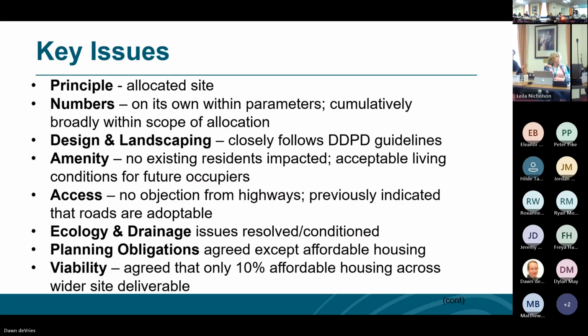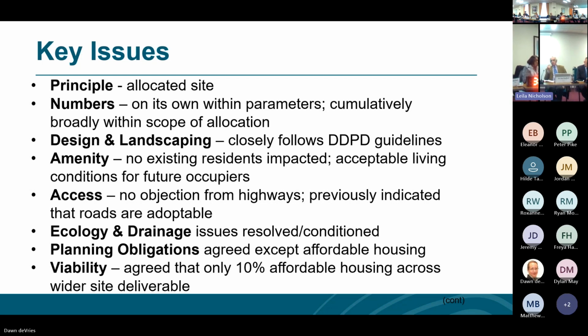Okay, so coming to the key issues, this is an allocated site. It's in the local plan. It's been adopted for residential development as part of a mixed-use wider development of Bridgewater Gateway. So from that basis, I think we accept that the principle has been set. The numbers have increased. On its own, this is within parameters up to about 400 the local plan policy says. The development and design principles document suggests that could rise to about 470 overall with this site and the Visby site.